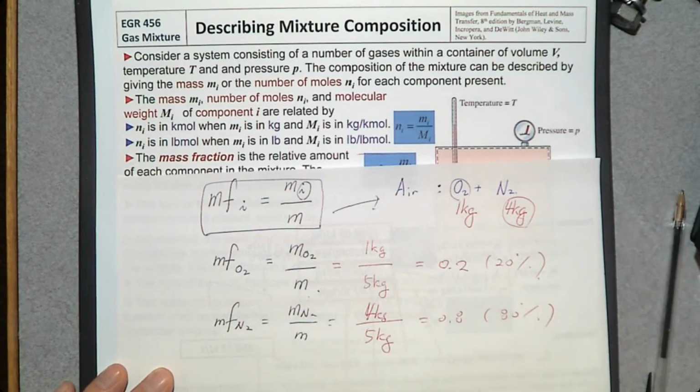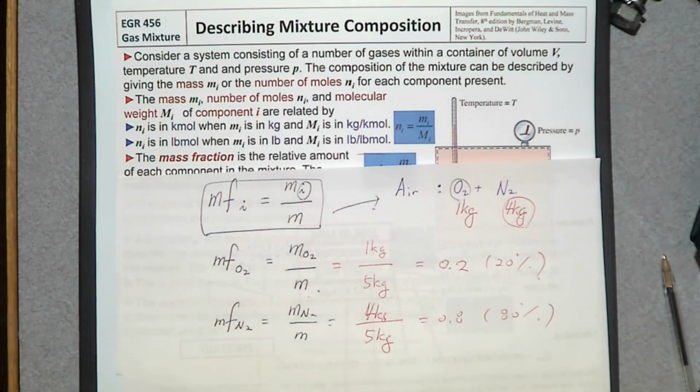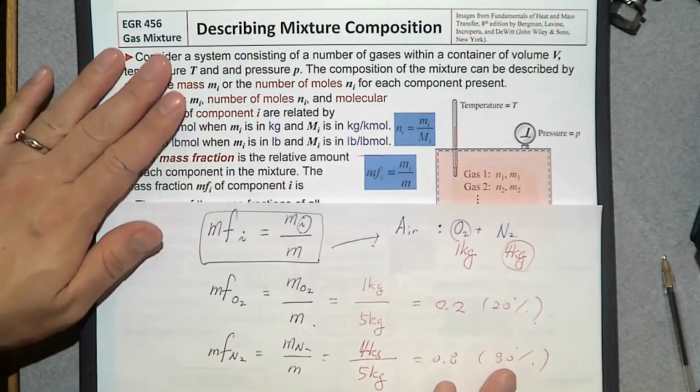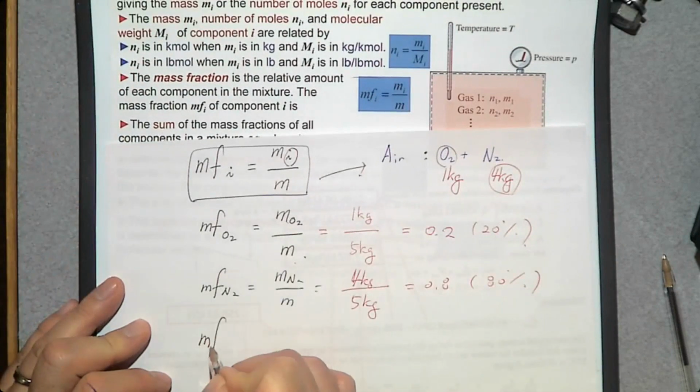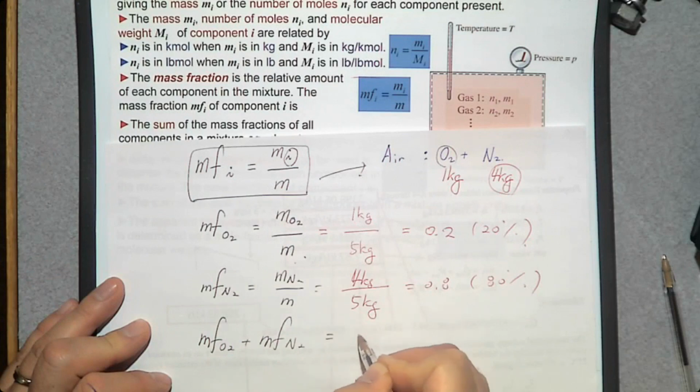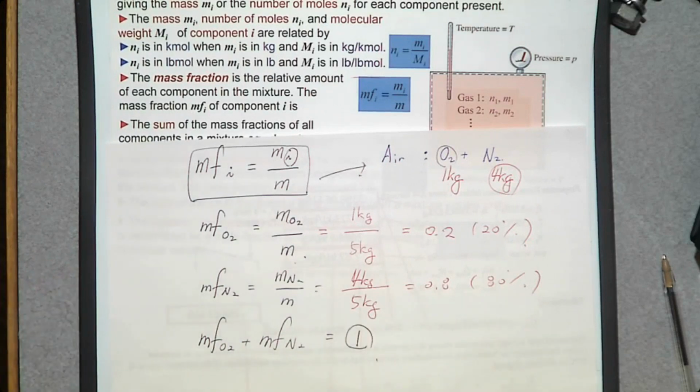So when we calculate the sum of all the mass fractions in a mixture, that's going to be 1. So the mass fraction of oxygen plus the mass fraction of nitrogen should be what? 1. 100%.